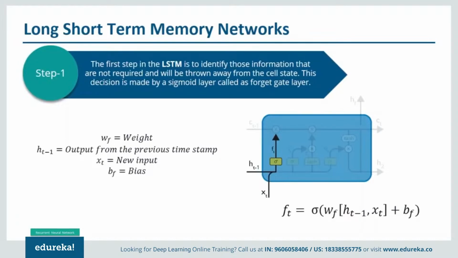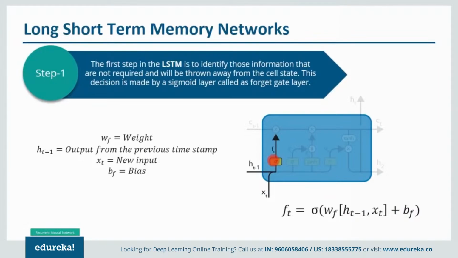Now this decision is made by the sigmoid layer. So the layer that I'm highlighting with my cursor is a sigmoid layer called the forget gate layer. It looks at ht-1, that is the information from the previous timestamp, and xt, which is the new input, and outputs a number between 0 and 1 for each number in the cell state ct-1, which is coming from the previous timestamp. A 1 represents completely keep this, while a 0 represents completely get rid of this.